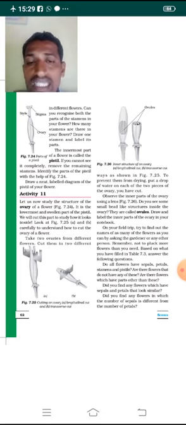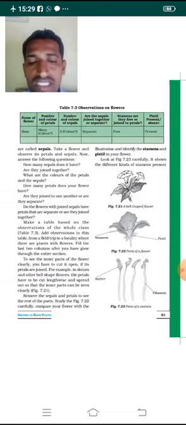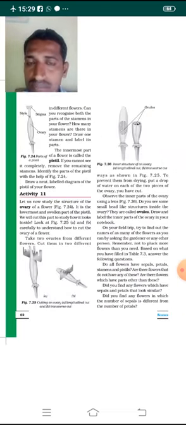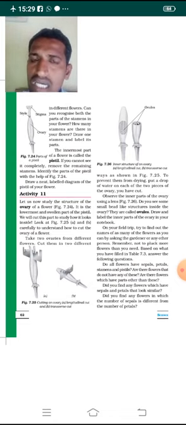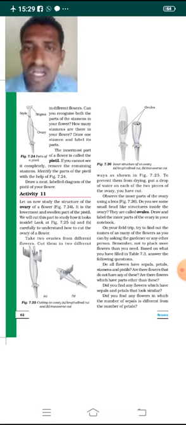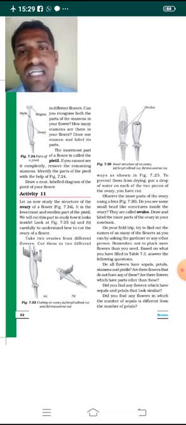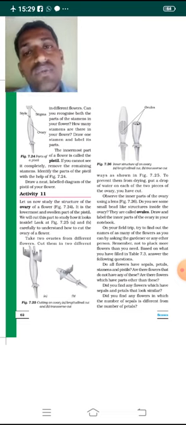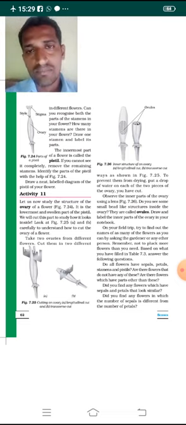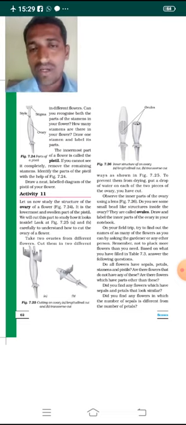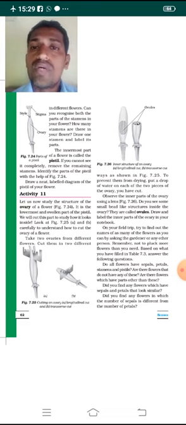Now we can draw a neat labelled diagram of the pistil as well as the male part of the flower, that is called the stamen. You have to draw them separately and label the other parts of the flower. After seeing the pistil and stamen, we'll go for the next activity, activity number 11, wherein we are going to see the ovary which is present inside the pistil.